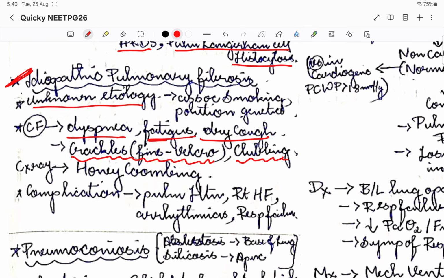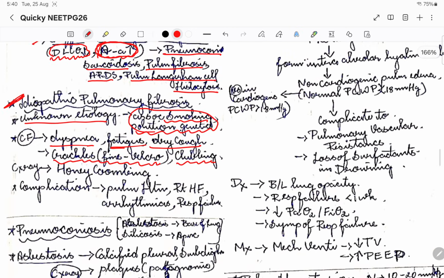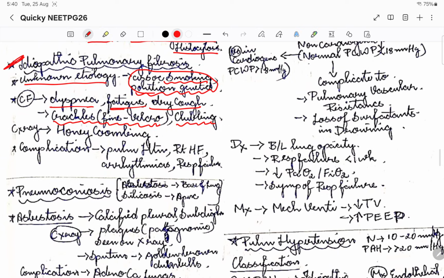What happens is there is an increased risk with smoking and also pollution, and also if there is genetics, this might happen. Okay, so genetic association is there. Then coming to chest x-ray, it looks like a honeycomb. Okay, so this is very pathognomonic with respect to idiopathic pulmonary fibrosis. Please take a look at the chest x-ray of pulmonary fibrosis. It looks just like honeycombing. Okay, honeycombing will be there.